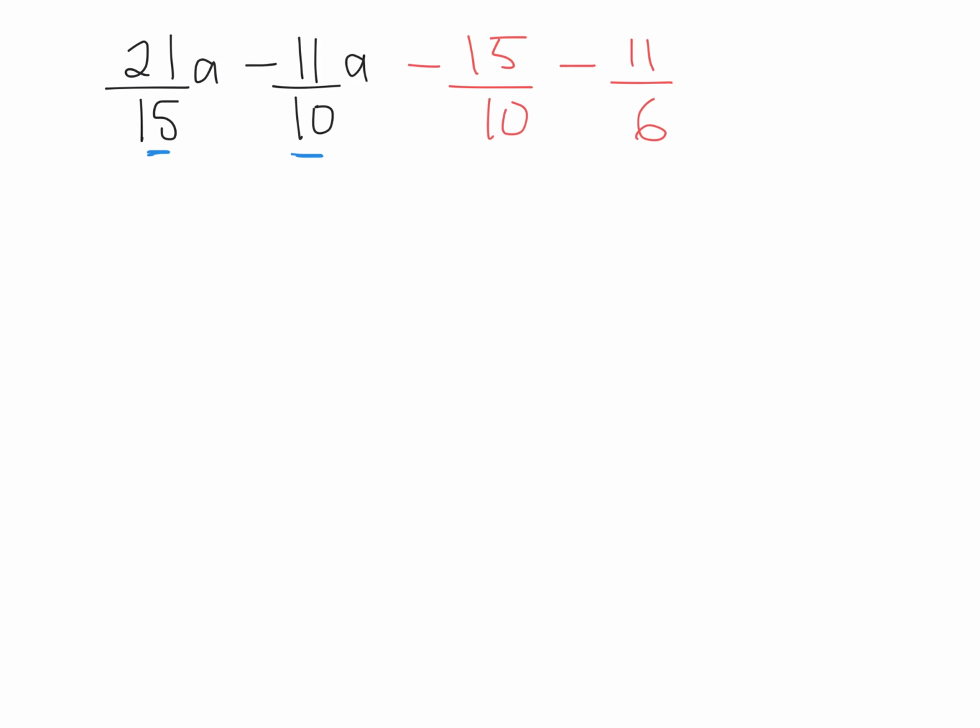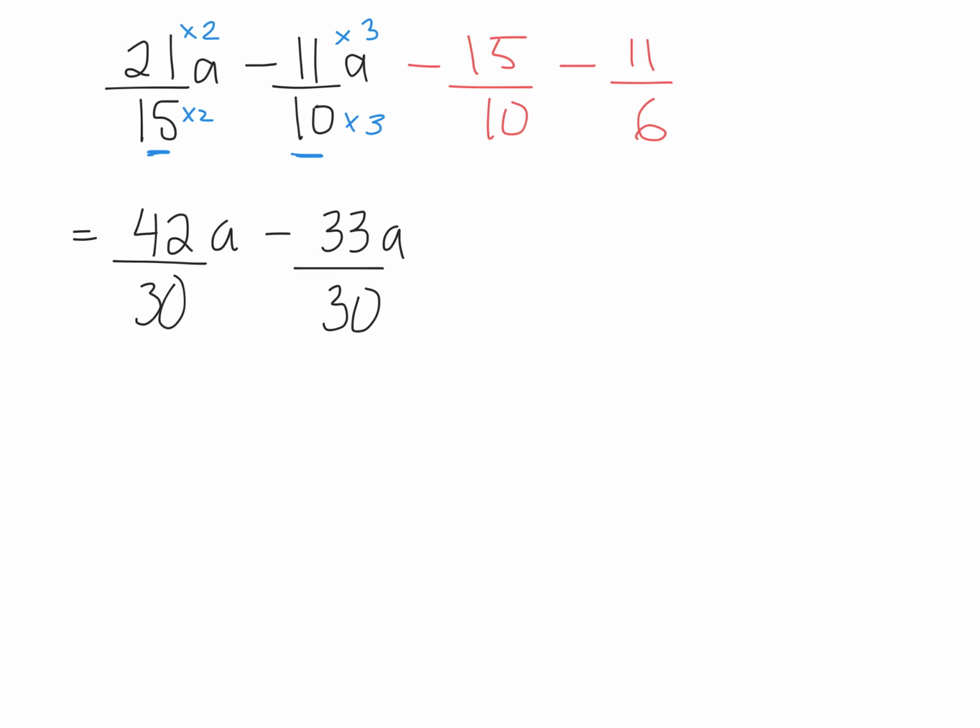Lowest common denominator of 15 and 10 would be 30, which means I have to do 15 times what to get 30? And if I multiply the denominator by 2, I have to multiply the numerator by 2. 10 times what is 30? So I need to multiply the numerator by 3. Okay, let's rewrite that. What's 21 times 2? 42 over 30a minus 11 times 3? 33 over 30a. Good.